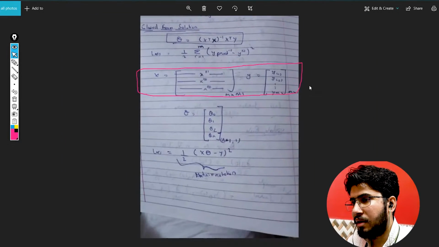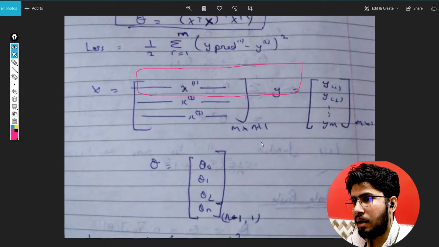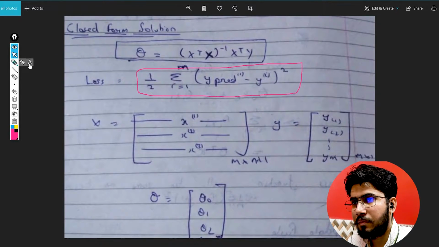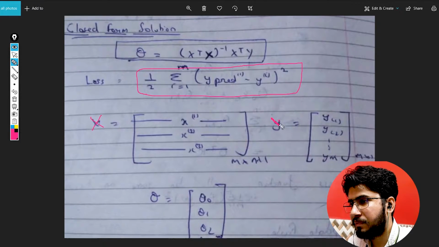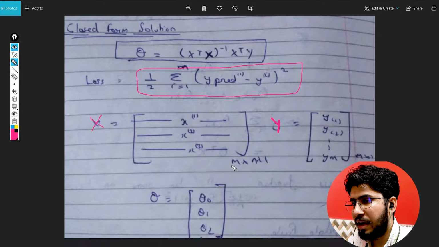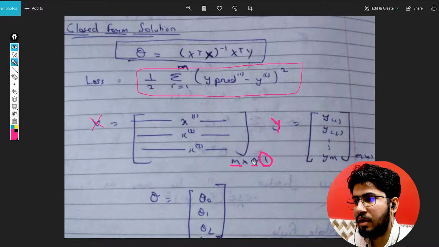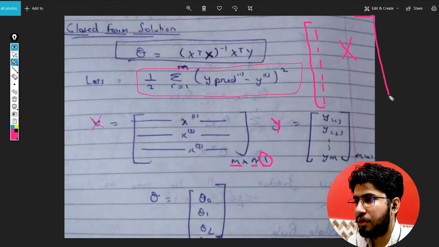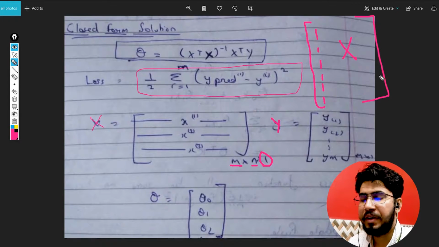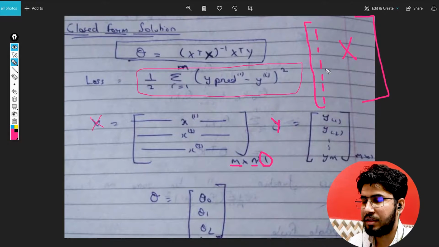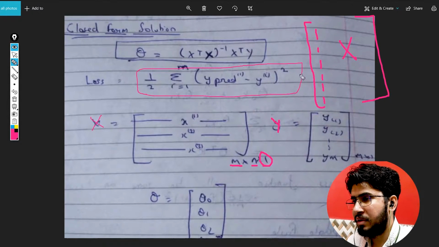So first let's take a look at our data. We have this X and we have Y. Now in X, we have m number of examples and we have n number of features plus 1, because we will add one column like this with X. So we are going to add like this, and the reason behind this I have already explained in my multivariate regression series, so you can go and watch that series.